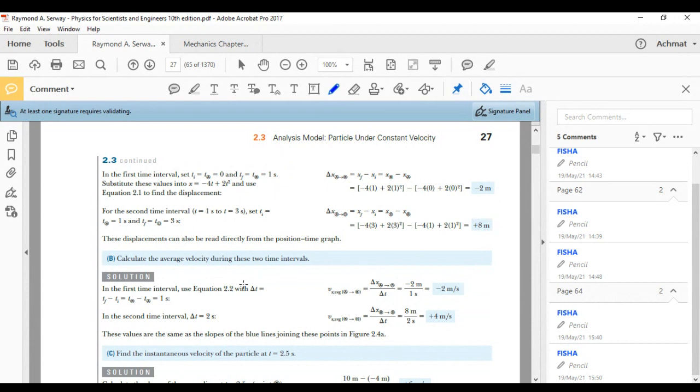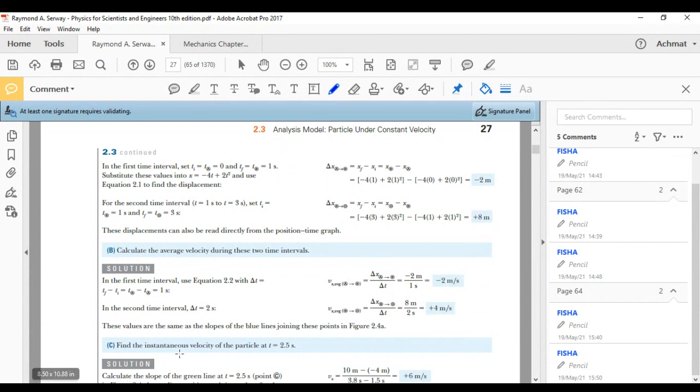And for the second one, 8 divided by the time difference, from 1 to 3. So 3 minus 1 is 2 seconds. So that will be 8 divided by 2 is 4, positive 4 meters per second. There we are. And then the next question: find the instantaneous velocity of the particle at 2.5 seconds. Now, students, instantaneous velocity.